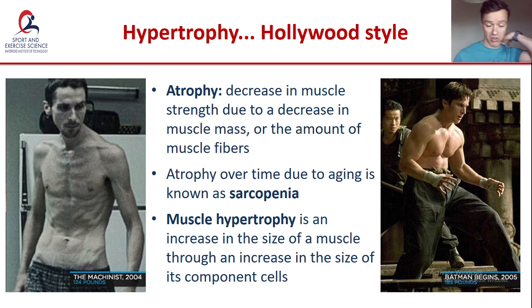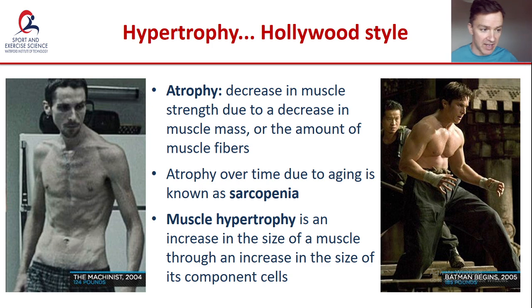Okay, so what we're going to focus on today then is hypertrophy. Hypertrophy is the opposite of atrophy. It's an increase in the size of a muscle through an increase in the size of its component cells. We've looked in detail at what the component cells of a muscle are. You have had plenty of time to hear me talking about muscle structure up until now. So when we're talking about hypertrophy, we are talking about an overall increase in the size of a muscle due to an increase in the size of its component cells.